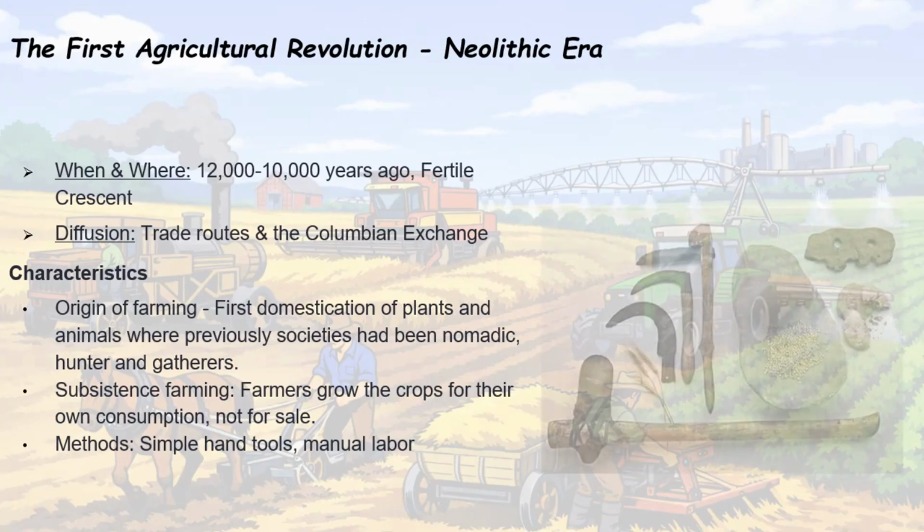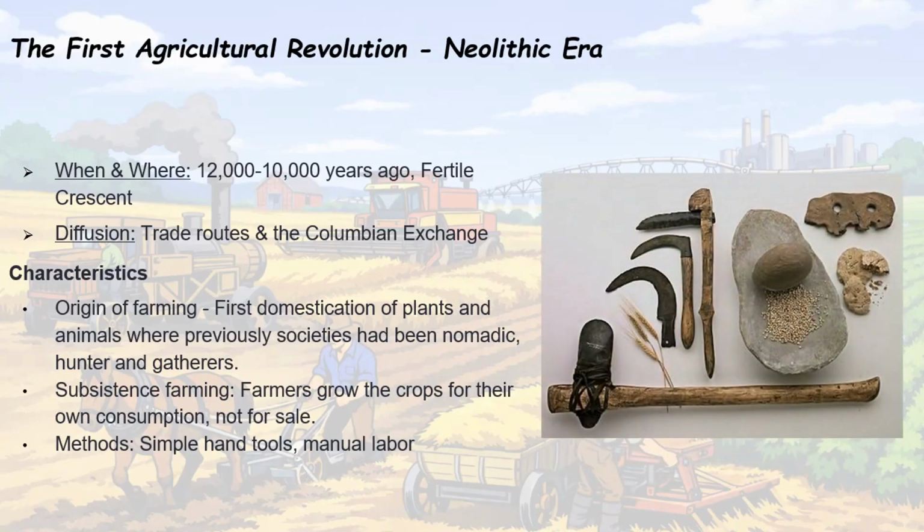Instead of being nomadic hunter-gatherers, people start domesticating plants and animals. That means they intentionally grow crops and raise animals instead of just chasing them around. Massive lifestyle shift. Look at the image on the right. Those tools? Simple. Handheld, manual. Grinding stones, basic blades, wooden handles, no engines, no steel machines, just human muscle. That's how farming started.